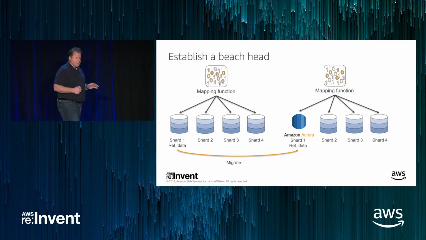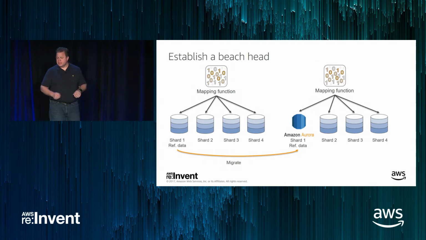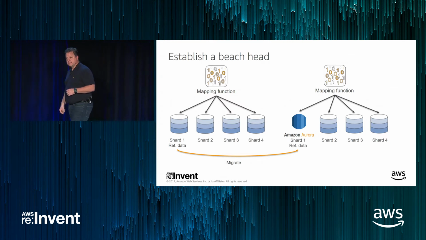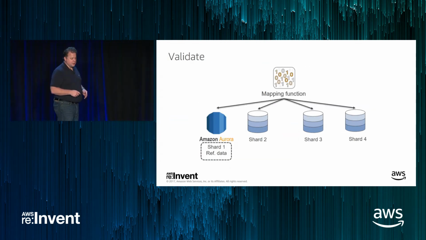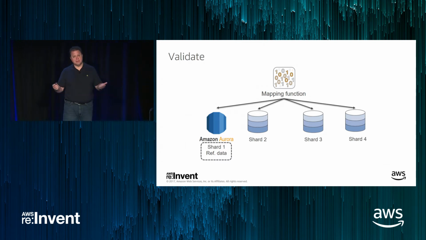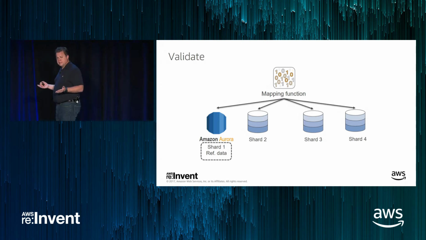So once we've done that, I think it's important to note that Aurora MySQL, as it stands today, is wire compatible with MySQL 5.6. So when we're looking at the picture on the right-hand side, we still have 4 MySQL databases as far as your application is concerned. So once we've migrated that data over, we end up in this state right here, and it's time to validate. Like I said, you have your application. It still doesn't know the difference between which one is your Aurora instance and which ones are your other shards.